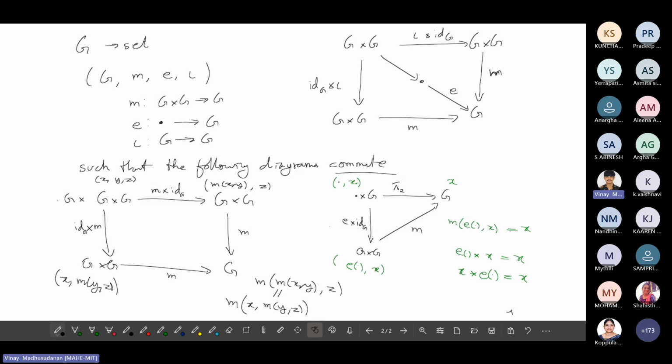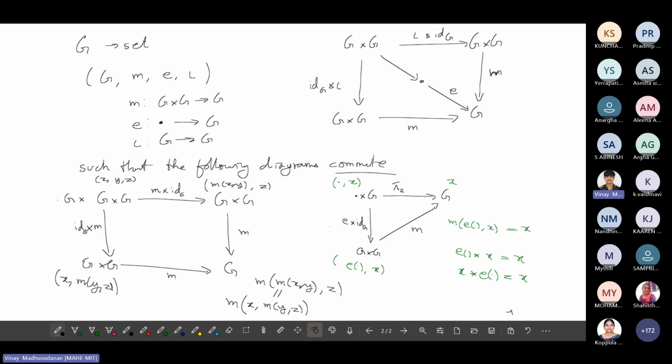So here, this is one path from G cross G to G. This is another path from G cross G to G. One more path is there from the same G cross G to this, not from this. From the same G cross G to this, one more is there, that is the middle one, right? So this commutes means this part commutes and this part also commutes.